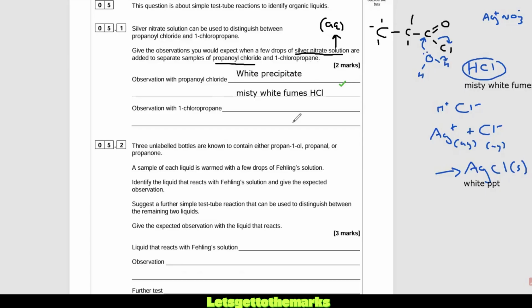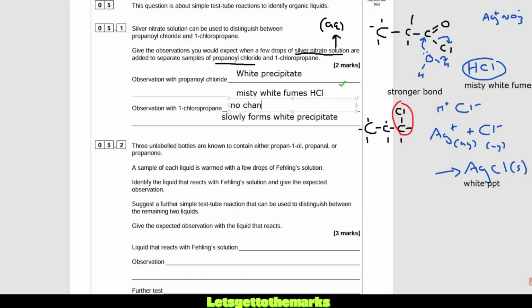Now, what do you get with the observation with 1-chloropropane? Now, haloalkanes are notoriously less reactive than a lot of the other compounds or homologous series that we do in organic chemistry. So, why is that? It still contains a carbon-chlorine bond, exactly the same as in the acyl chloride. The difference is this one is stronger because it doesn't have that carbonyl oxygen attached to the carbon, which would withdraw electrons from the carbon, making it more susceptible to nucleophilic attack.